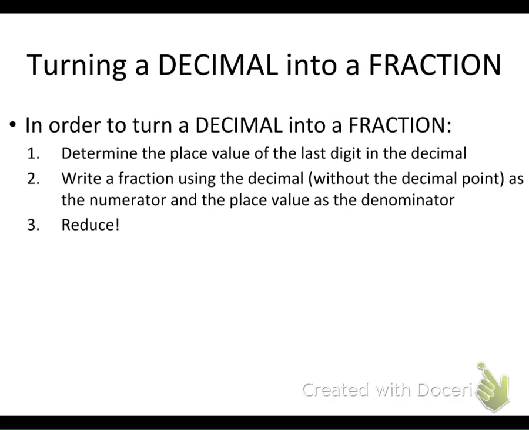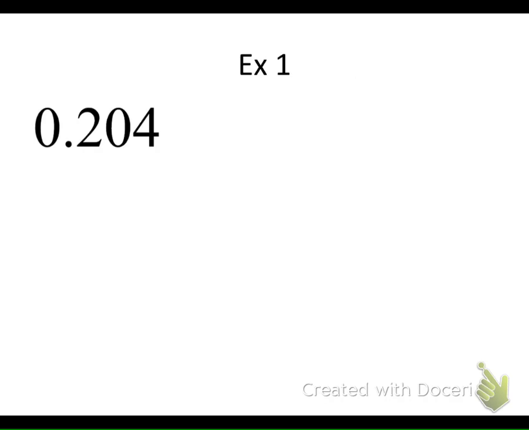Okay. Almost there? If you're not there, go ahead and look at yesterday's notes, okay? So this is just like the opener. The first step is determine the place value of the last digit in the decimal. 4 is the last digit. And Kaylin, can you tell me the place value of that 4? Yeah. Very good.